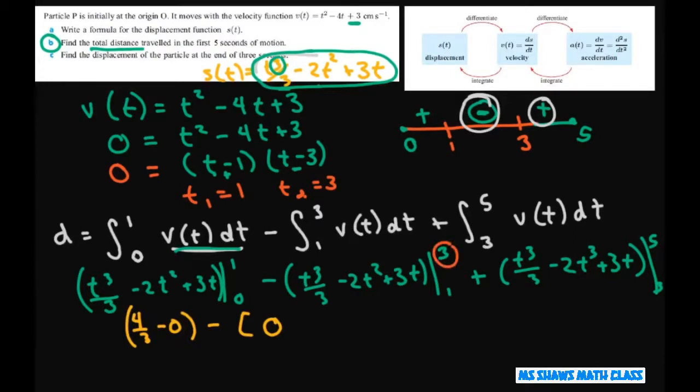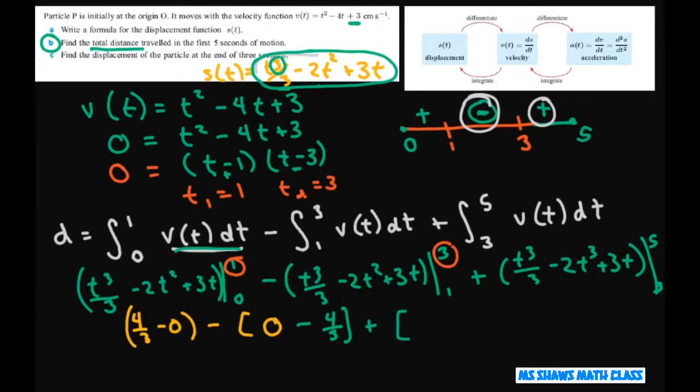And then when you plug in 1, we already know what that is. So when you plug in 1, remember you have to subtract, so that's going to be minus 4/3. So 0 minus 4/3. Now again, when you plug in 3, you're going to get 0. So we have to start with 5.